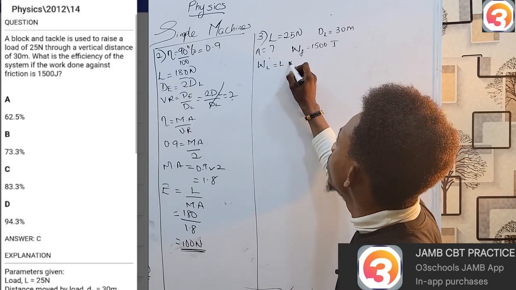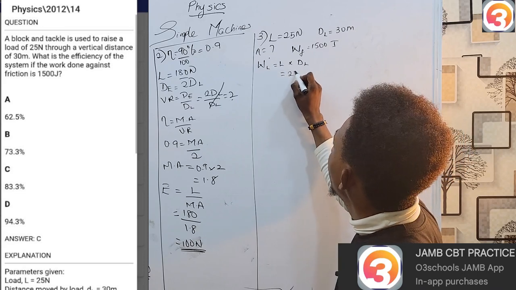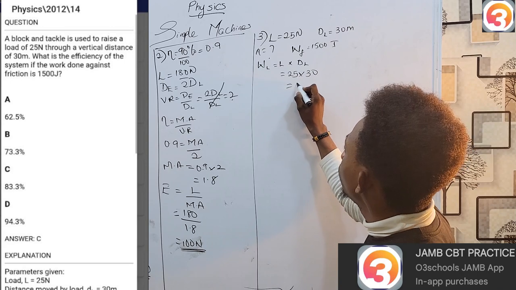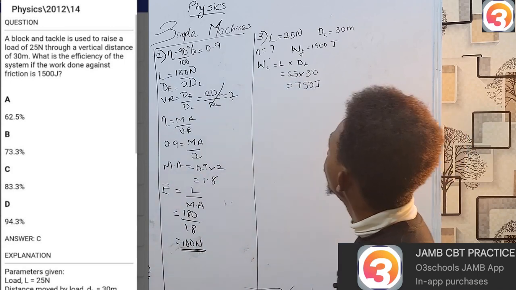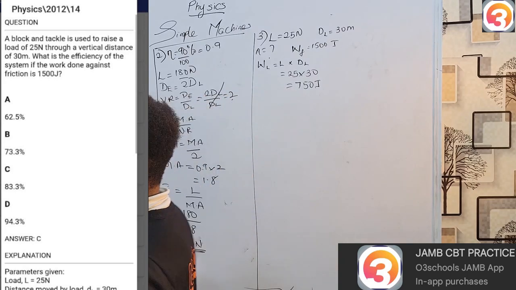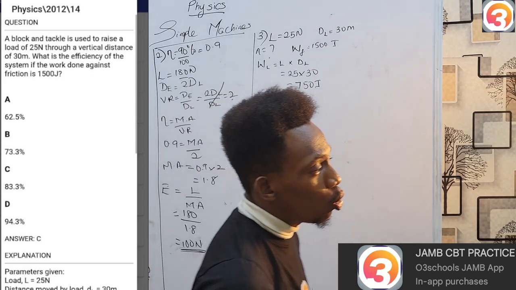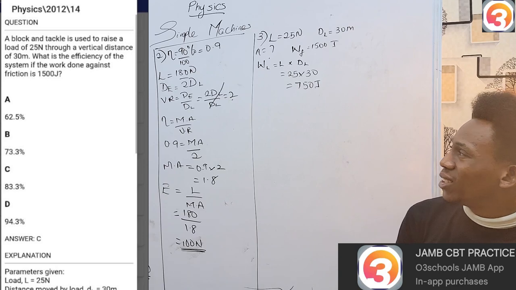would be load times distance moved by load. Load is 25. Distance moved by this load is 30. 25 times 30 should give me 750 joules. Now, remember, in terms of load, efficiency is work done on load over work done by effort, implying that I have to find work done by effort first.